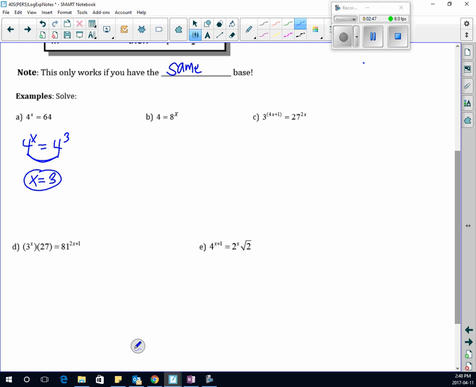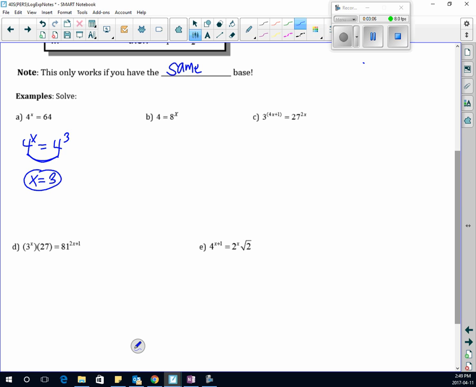Okay, so why is it working? It's a theorem that we just went over. So what is 4 to the power 3? 4 times 4 is 16 times 4 is 64. It works. If the bases are the same, then the exponents are equal.